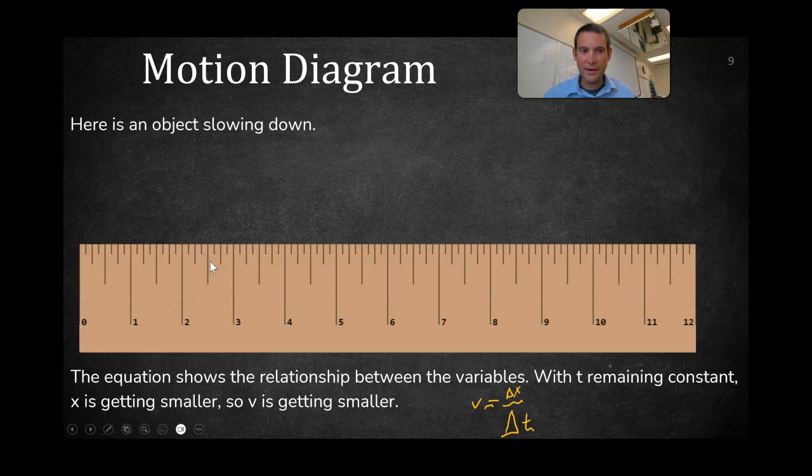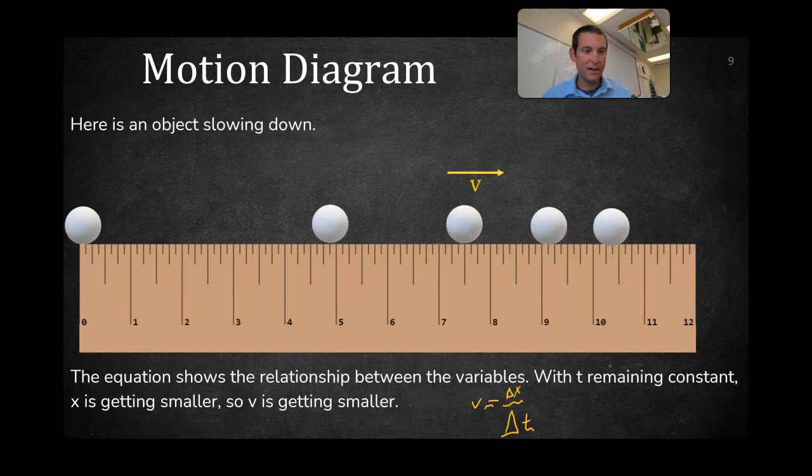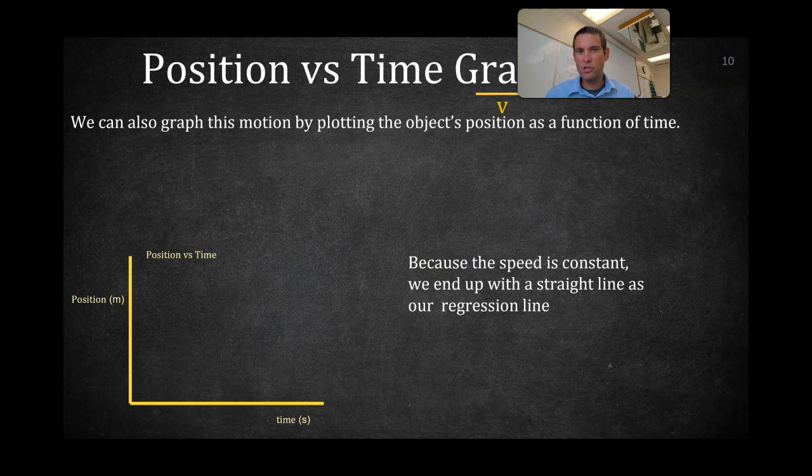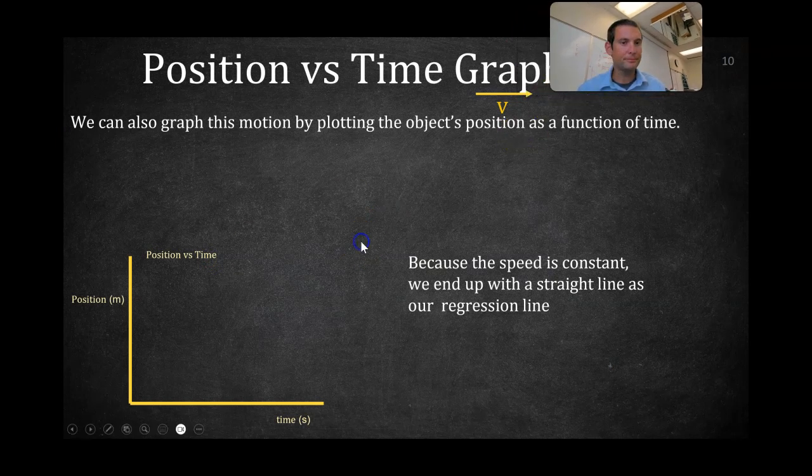Here's an object slowing down. The equation shows the relationship between the variables with t remaining constant. X is getting smaller, so v is getting smaller. We can also graph this motion by plotting the object's position as a function of time.